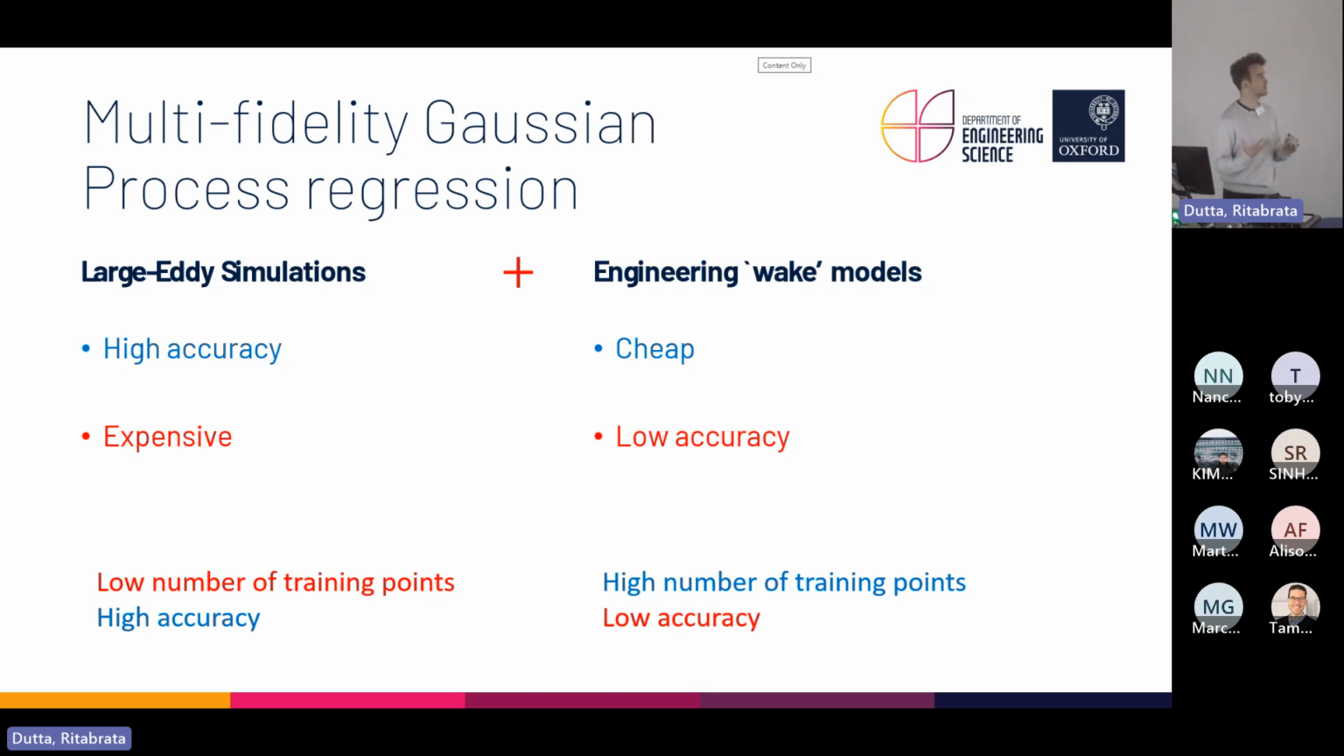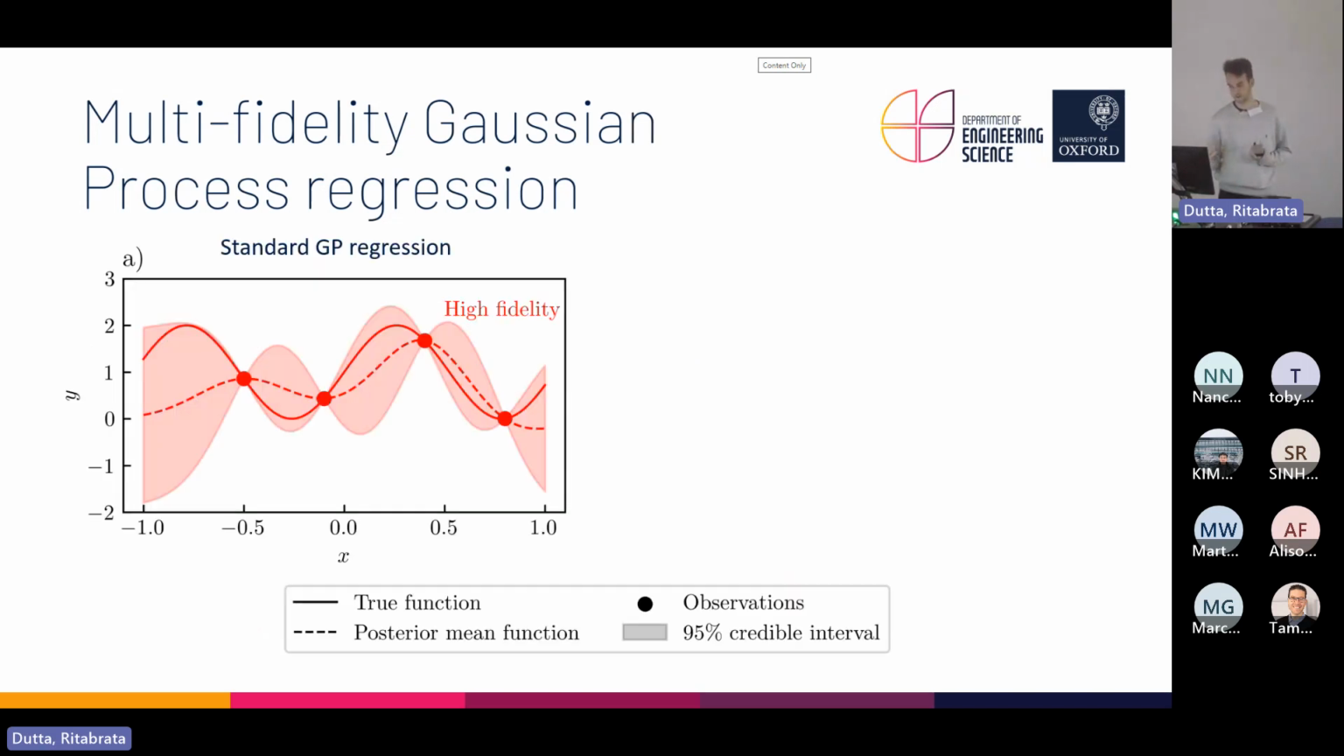So just to show this, I've got a very simple example of a Gaussian process regression. In this example, the solid red line is the function that we're trying to learn. The red circles are the observations, and the dashed red line is our learned Gaussian process model. You can see that it's not a good model of the true function, and that's because we have relatively few training points.